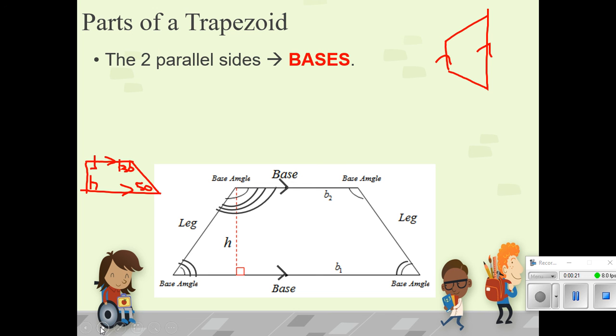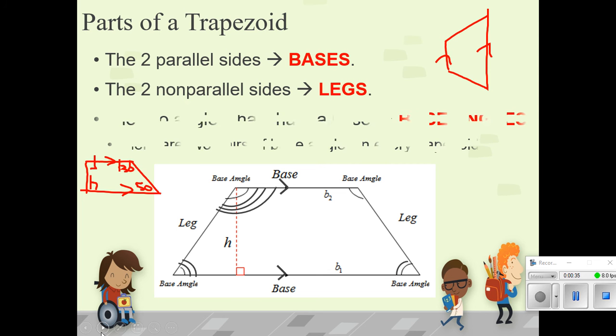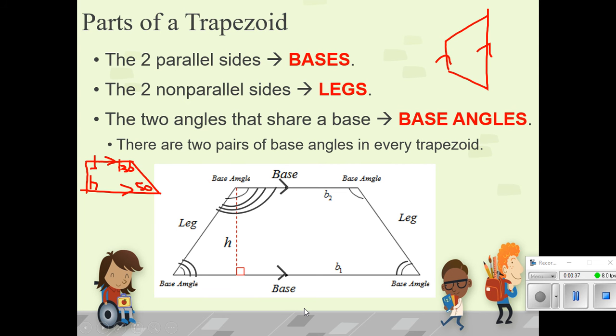Parts of the trapezoid. Two parallel sides, the top and bottom, those are bases. So a trapezoid has two bases, and then the two non-parallel sides are legs. The two angles that share a base are called base angles. So right here, this is a base angle. There are two pairs of base angles in every trapezoid.